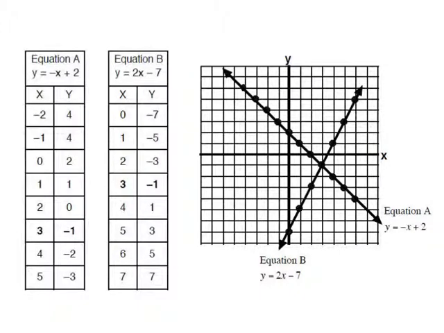Alright, here we have two linear equations that are going to have a common solution, and that would be this dot right here where they cross. You can see that they've done the same thing. They've made a table and they've plotted lots of points. You really don't have to do that. More than 3 points is really not too necessary.